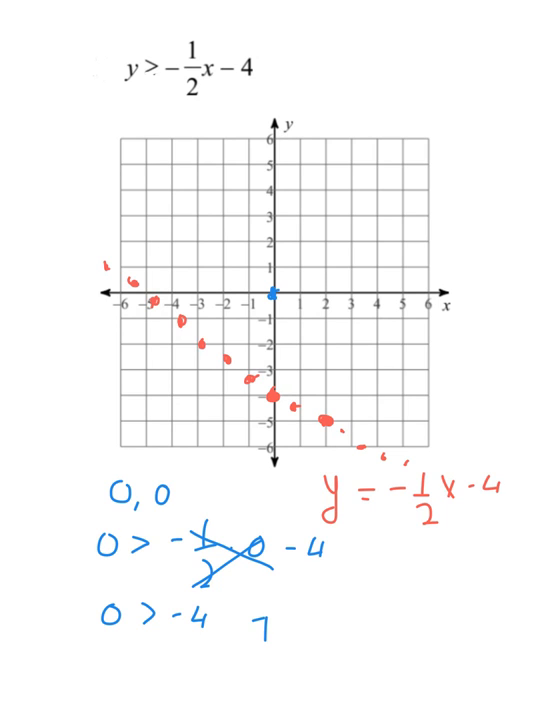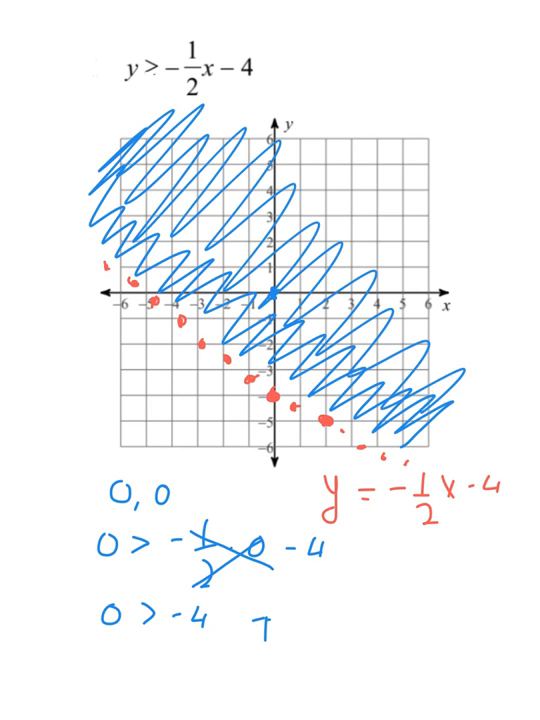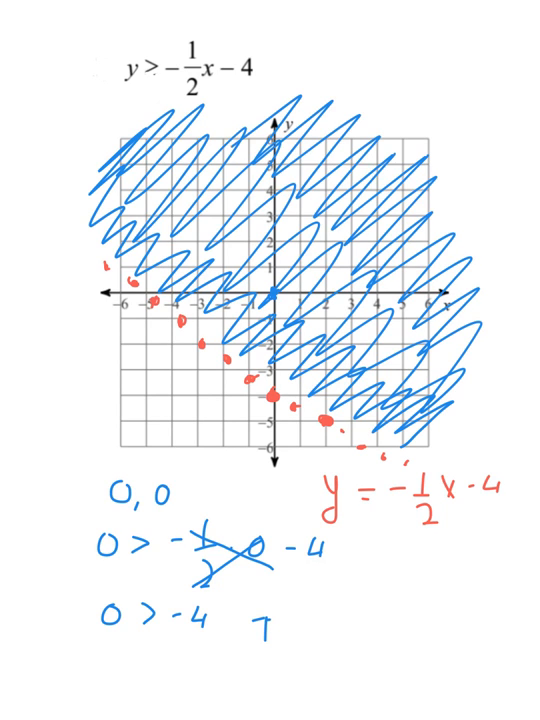The answer is true. So that means I picked a point to test that is on the side of the graph with the solutions. So this is the side that I shade. All of these ordered pairs over here are solutions. And that means this side right here is the side without any solutions. So that's it.